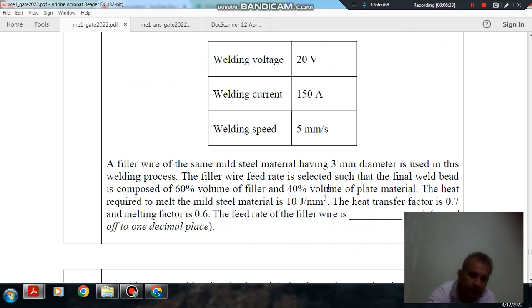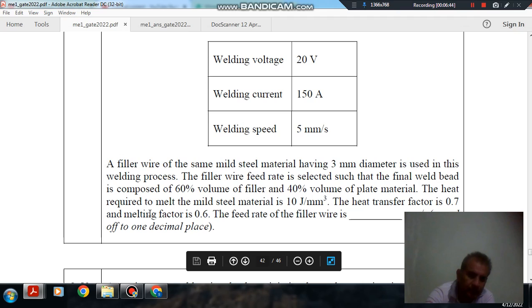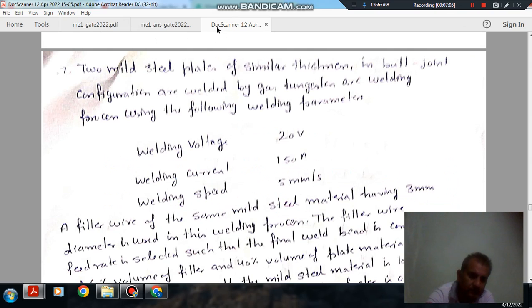The filler wire feed rate is selected such that the final weld bead is composed of 60% volume of filler and 40% volume of plate material. The heat required to melt the mild steel material is 10 joules per mm cube. The heat transfer factor is 0.7 and melting factor is 0.6. The feed rate of the filler wire is dash mm per second. Round up to 1 decimal point.